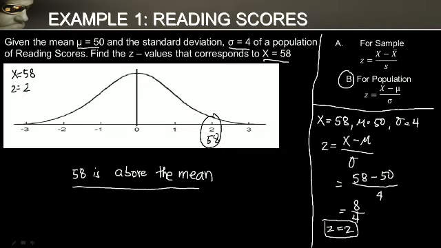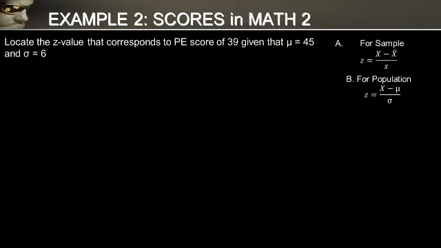So, I hope na nag-gets po ninyo yung ating unang example. So, let's begin for the example number 2. Now, locate the z value that corresponds to periodical exam score of 39, given that the value of mean is 45 and the value of your standard deviation is 6.